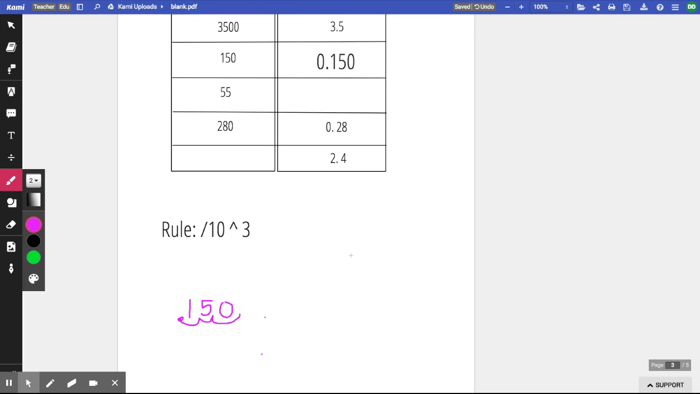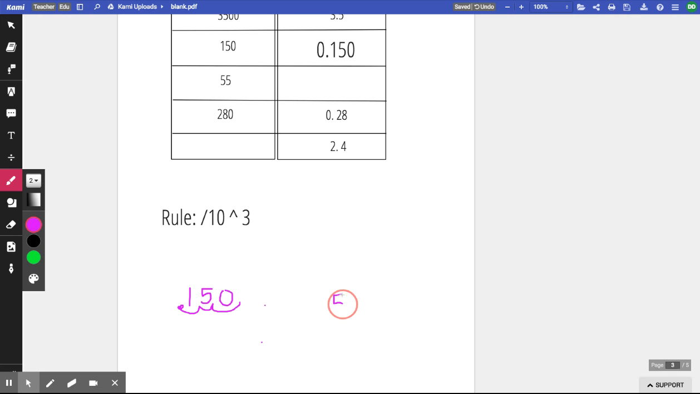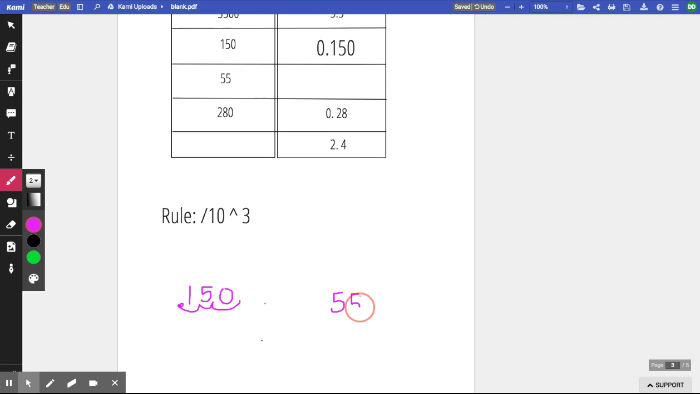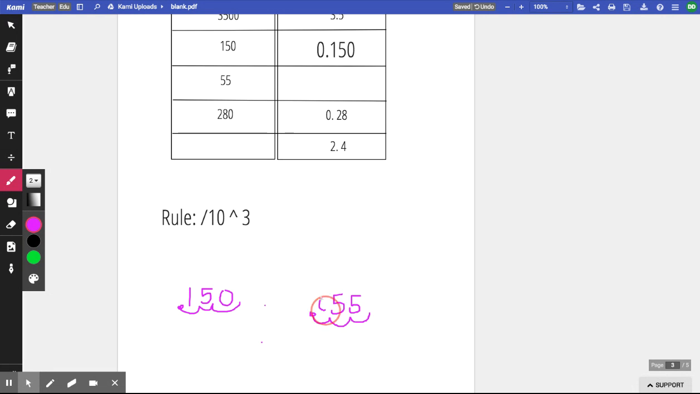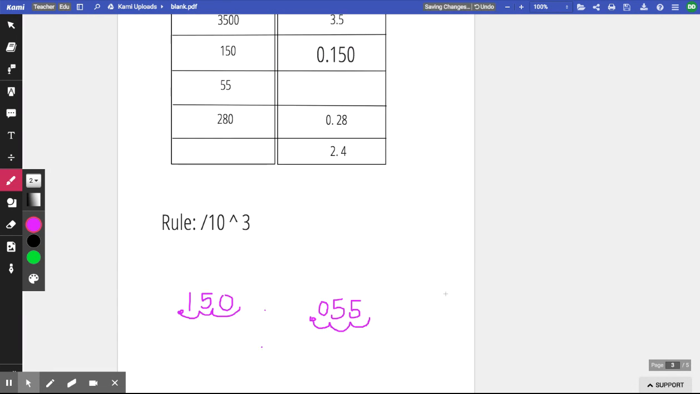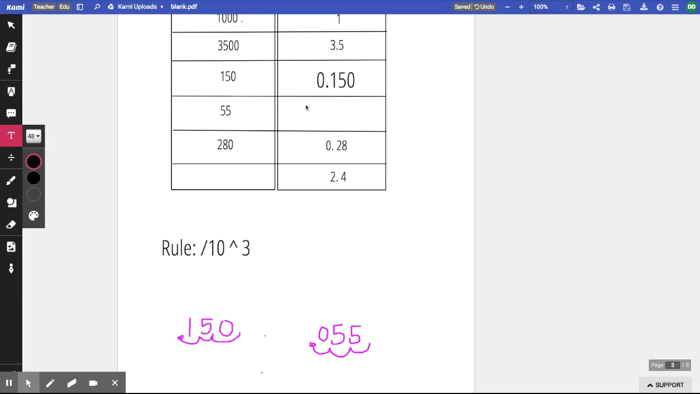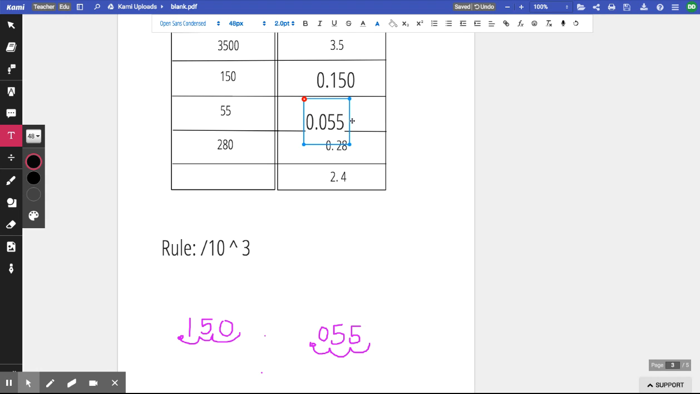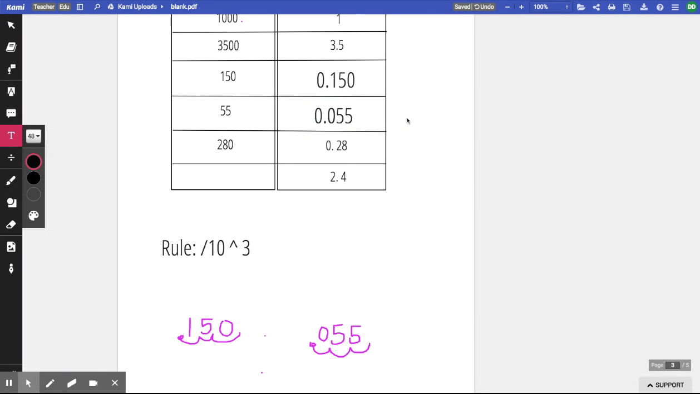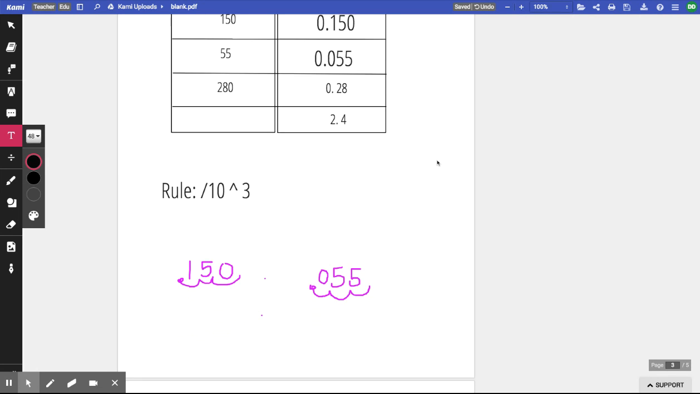Same thing with the next problem. I have 55 as my in. So here's 55. I'm moving my decimal point 3 places to the left. 1, 2, 3. My out is 55 thousandths. The next one is already done for us. 280. When I move my decimal point 3 places to the left, I get an answer of 28 hundredths.